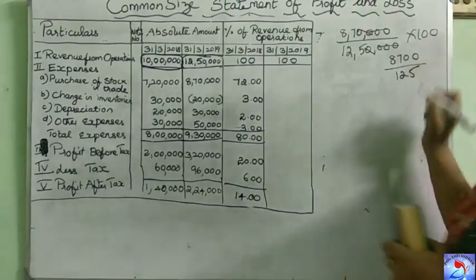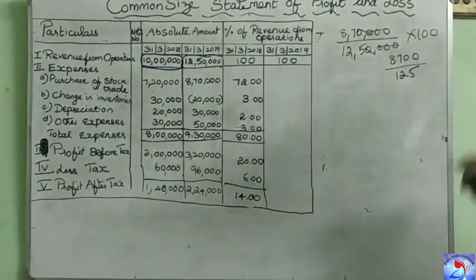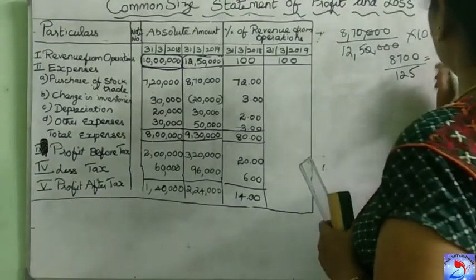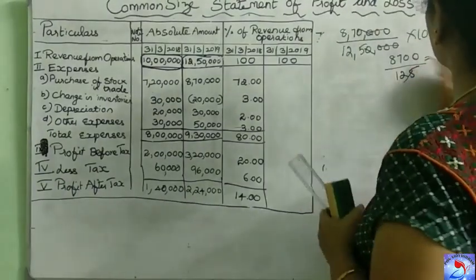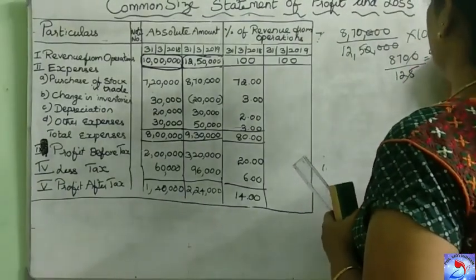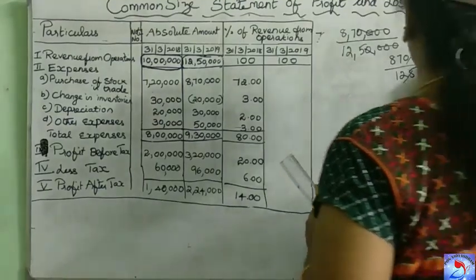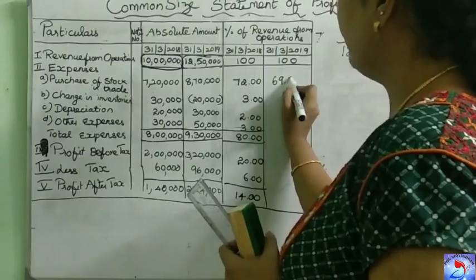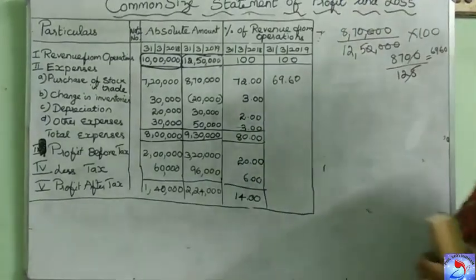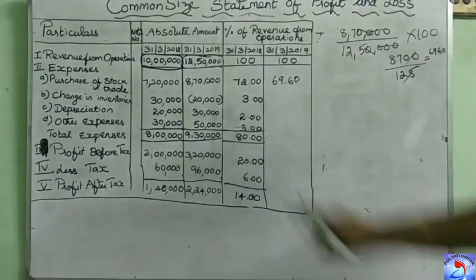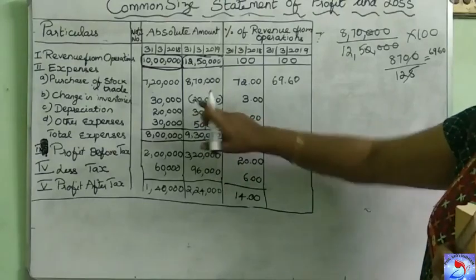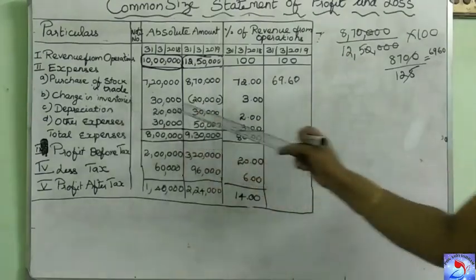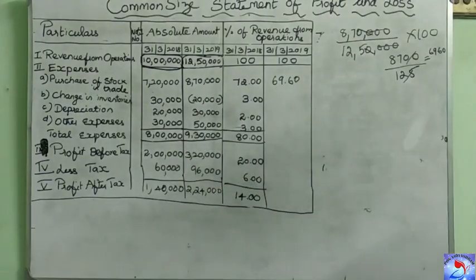8,700 divided by 125, if you do, you will be getting 69.60. So here the amount is 69.60 for 2019. Now you have to find out the change in inventories, that is 20,000.